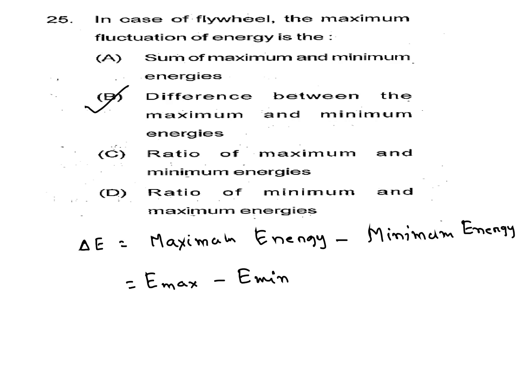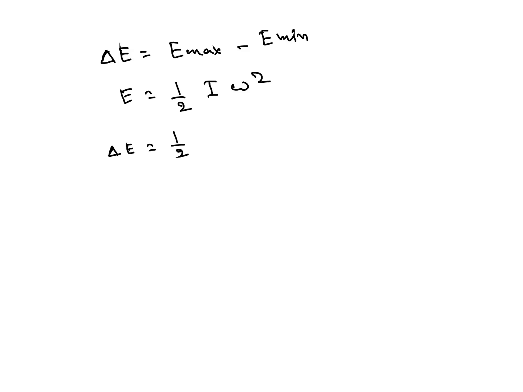We can write it as E max minus E min, E equal to half I omega square. So we can write it as half I omega max square minus omega min square. These formulas are very useful for GATE, BEL and IES examination.